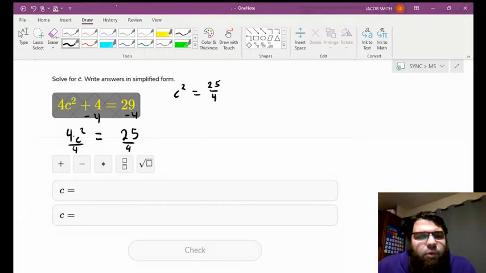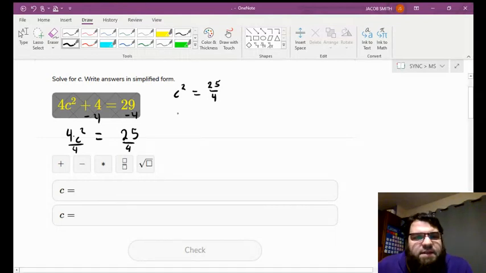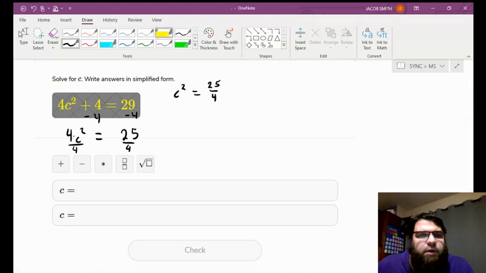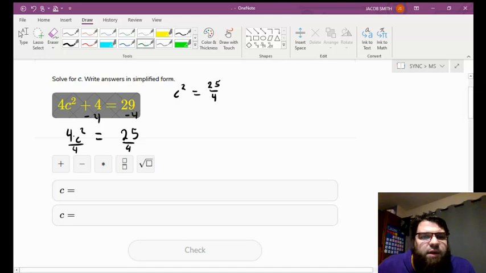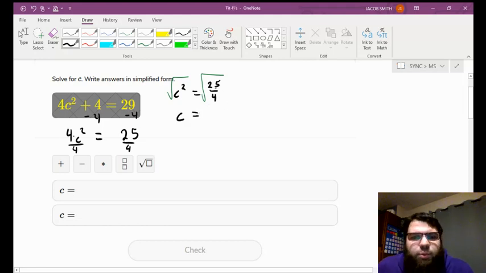And then the last thing we want to do is get the c completely by itself. Right now it still has the square. So how do we get rid of the square? We take the square root. If we do it to one side, we have to do it to the other. So the square root of c squared is c. And over here, we can evaluate the square root of 25 over 4 because we can do the square root of 25 divided by the square root of 4. The square root of 25 is 5, and the square root of 4 is, excuse me, 2.